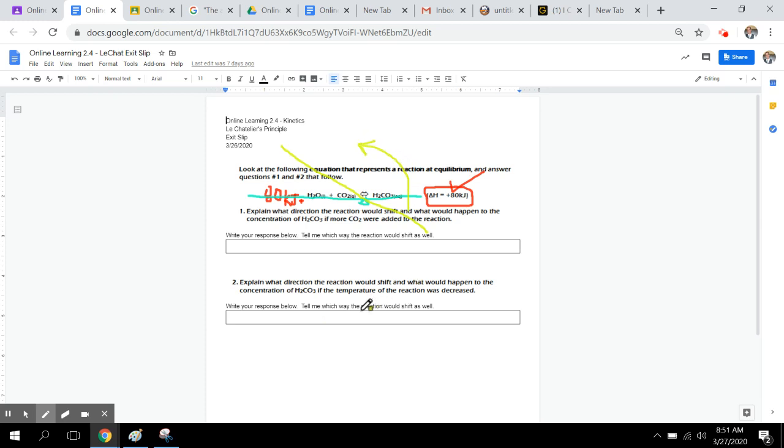So the first thing, what way would the reaction shift? The reaction is going to shift to the left for number 2. Once you get to that point, hopefully it's pretty self-explanatory. The reaction will shift to the left. And again, if you're going to the left, you're going to be making more reactants and using up your products. So my concentrations of reactants are actually going to increase. My concentration of my product is going to decrease. They're asking about your product, and the only product we have is H2CO3. So the concentration of H2CO3 will decrease.